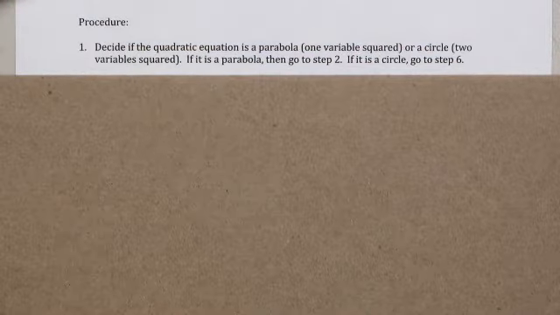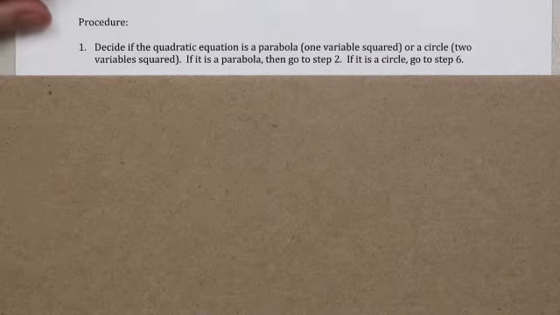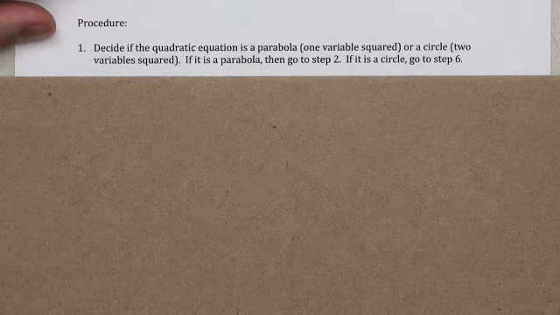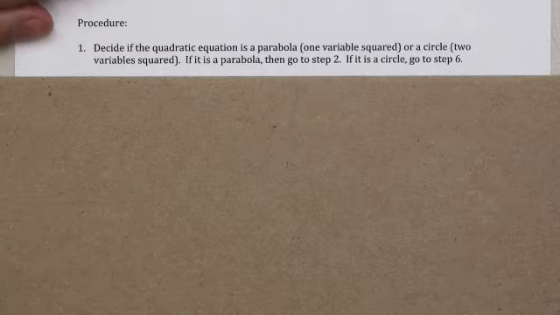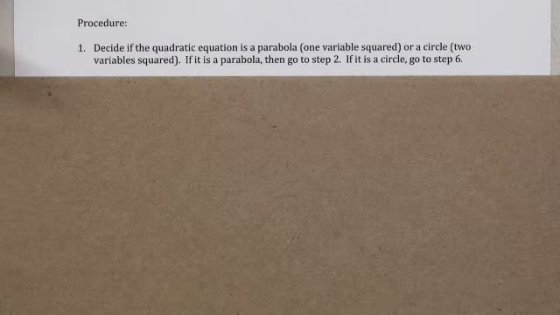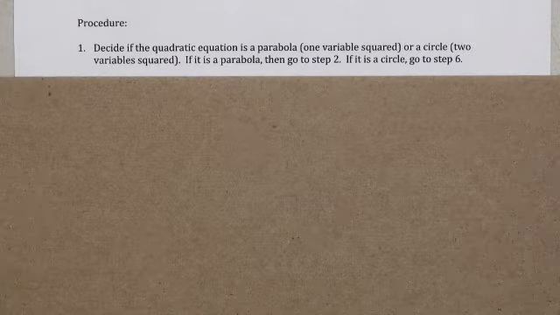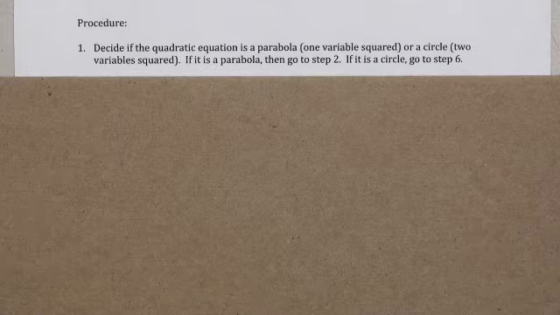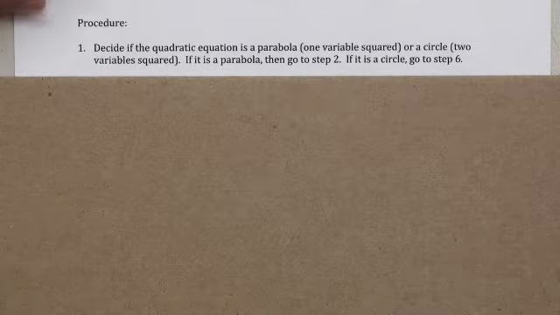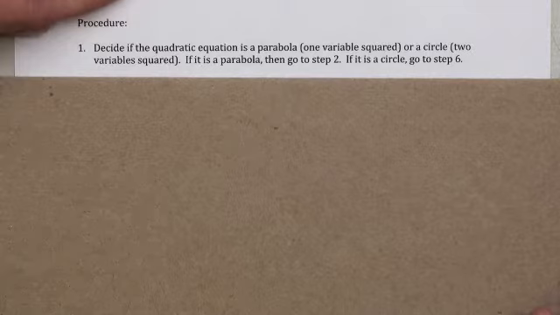Again, make sure every new sheet you start with the heading. Now here's the procedure for solving these systems of linear quadratic equations, or linear quadratic systems. Step 1 is decide if the quadratic equation is a parabola, that's when one variable is squared, or a circle, that's when two of the variables are squared. If it's a parabola, we go to step 2. If it's a circle, we go to step 6. Let's assume it was a parabola, so we go to step 2.